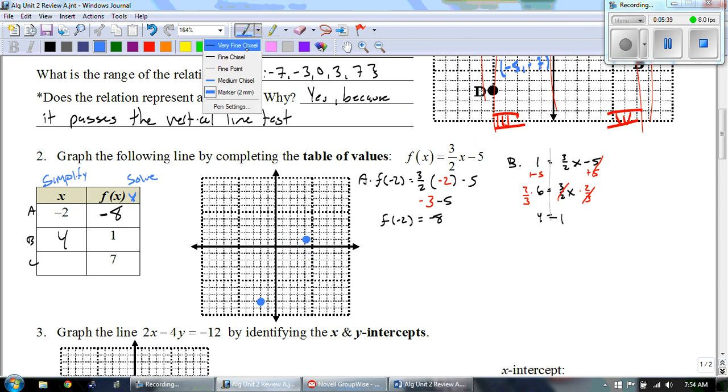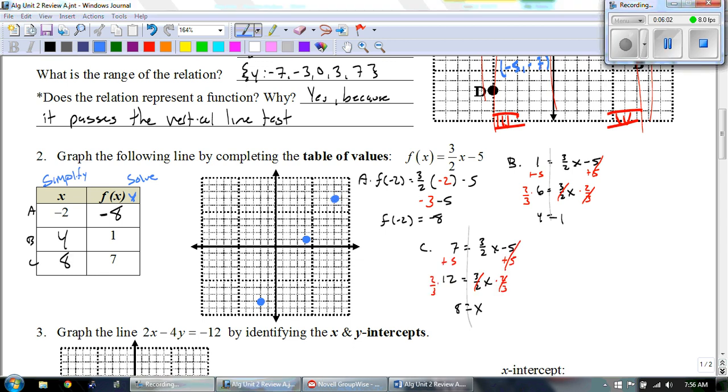Okay, now you guys are doing the last one. You guys are doing C. We'll set it up. We know that 7 equals 3 over 2x minus 5. So go ahead and solve. Pause the video and good luck. Okay, and you should have gotten 8 for that last one, the point 8, 7. So the last thing we have to do is graph, now that we've got our line. And there we go. Okay.